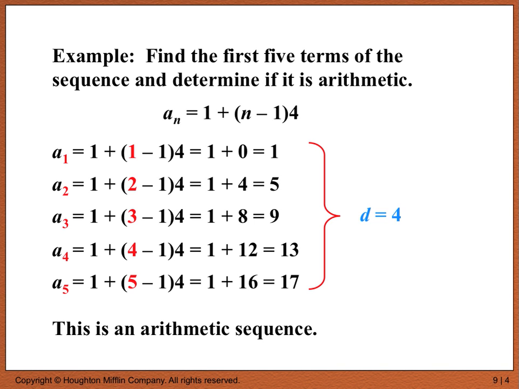All right, so that's an easy one, right? For this example, all you do is plug in numbers, find the 5 terms they ask you for, and then see if there's the pattern of the common difference. And in this case, there is. And therefore, this sequence is arithmetic.